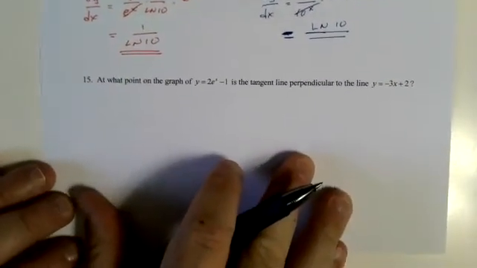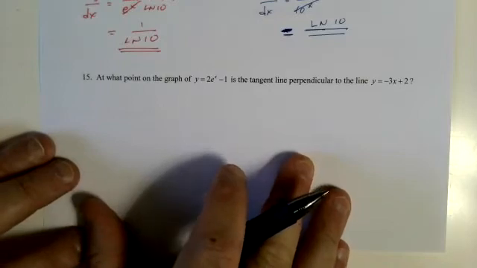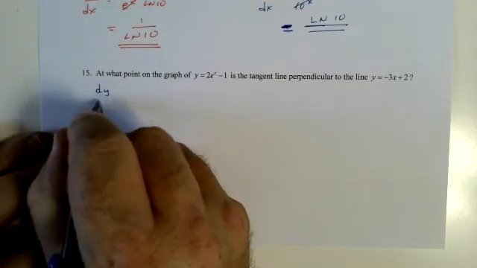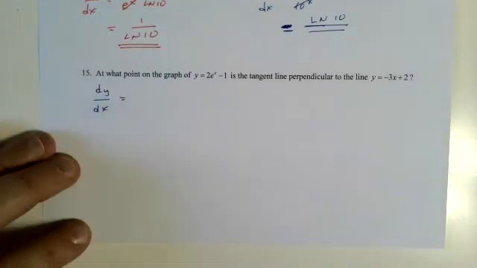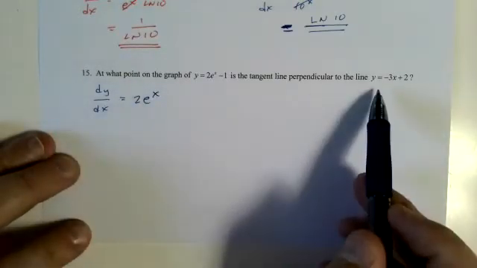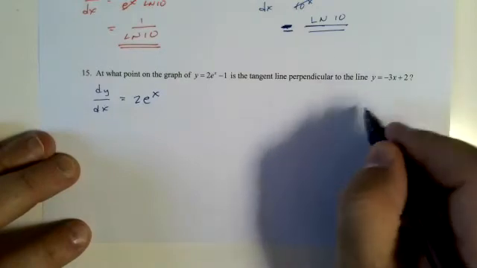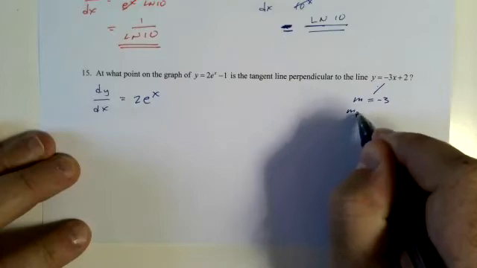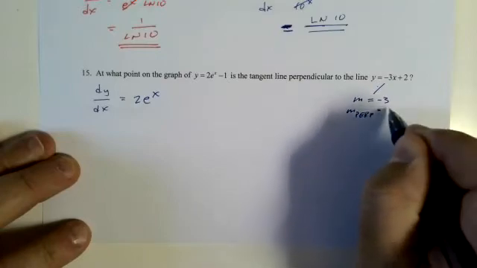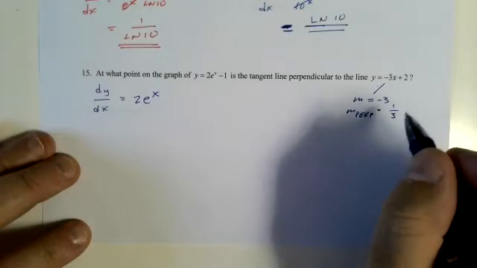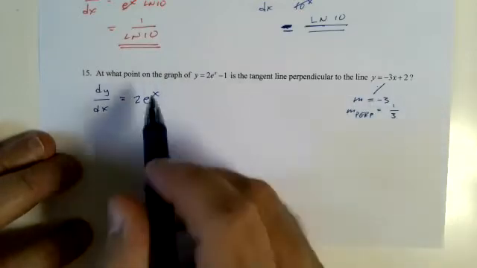We're finding where the graph's tangent line is perpendicular to this line. Let me get some ugly decimals in here. dy/dx equals 2e to the x. Perpendicular, so we want a slope. Here, the slope equals negative 3. The perpendicular slope equals 1/3. Okay, so that's the slope we want.